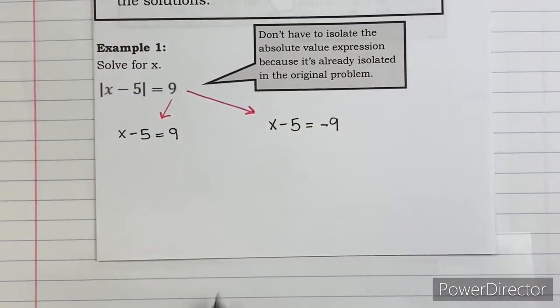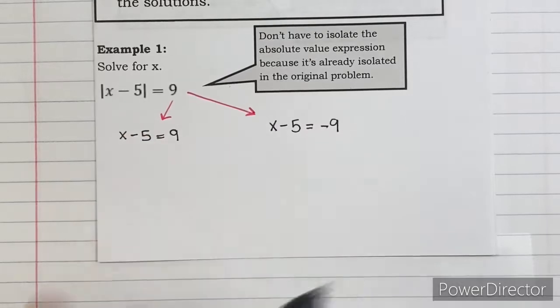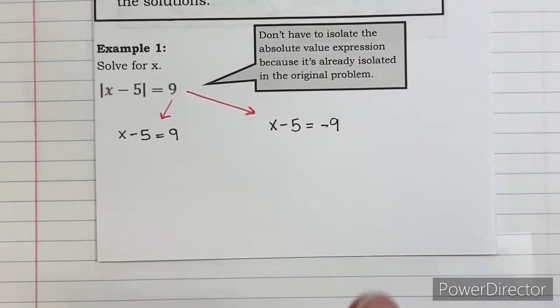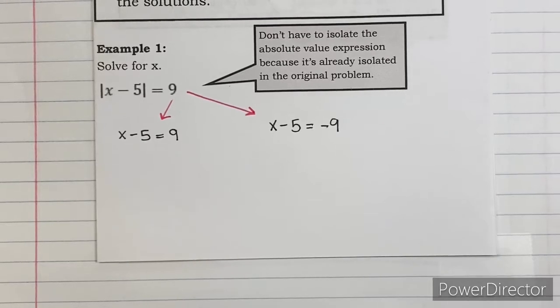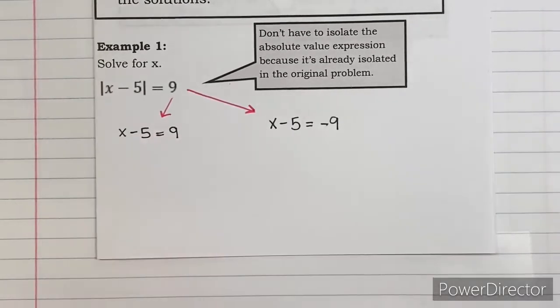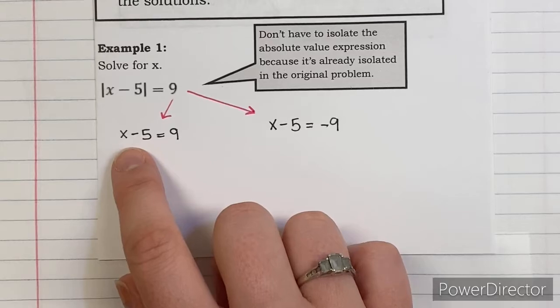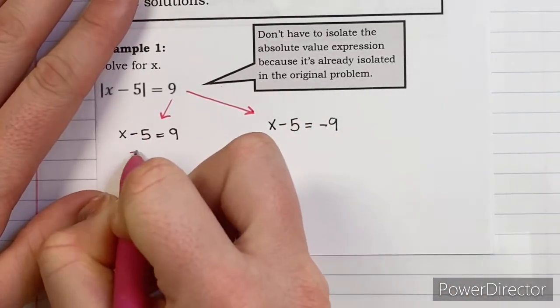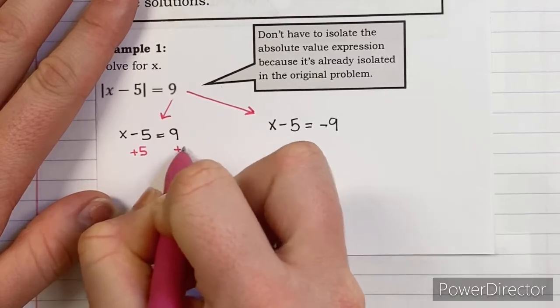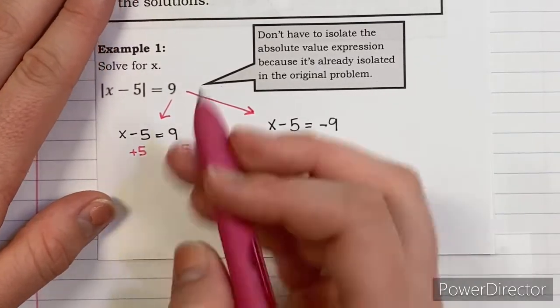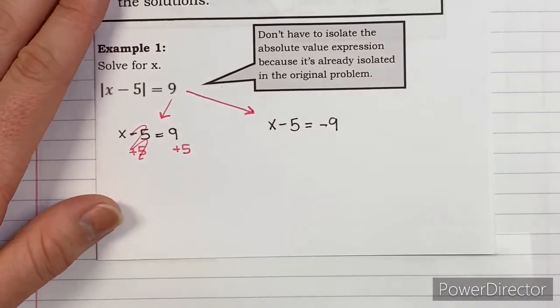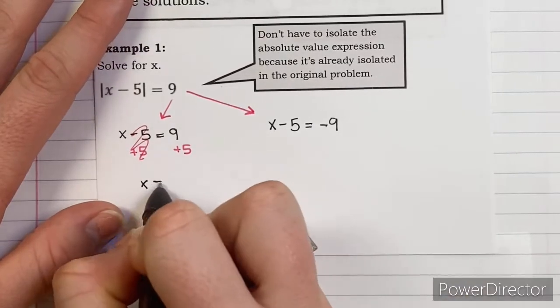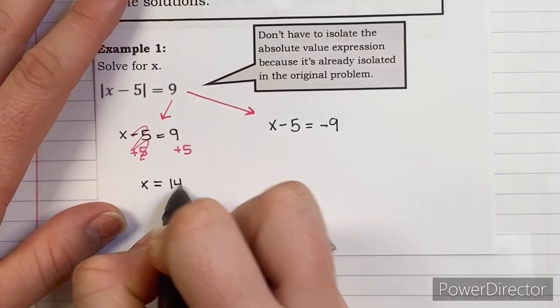And then step 3 is to just solve these two equations that are left. Normally, they are smaller equations and easier to solve. So we're just going to go ahead and solve. I always start with the left one, the one that's positive. So if I'm going to solve this, I need to get rid of that minus 5. So I'm going to add 5 to both sides. When I do that, these 5s right here go away. And I'm left with x is equal to 14.